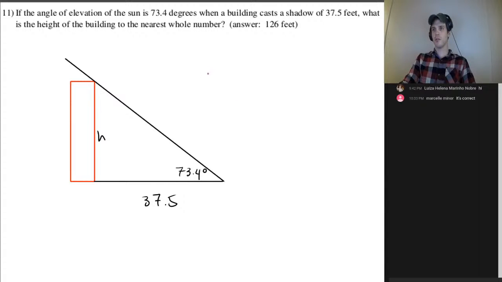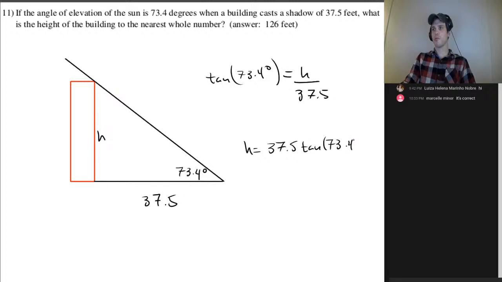So the tangent of 73.4 degrees is equal to h over 37.5 feet. So h is equal to 37.5 times the tangent of 73.4. And I have no idea, so this would be 126.